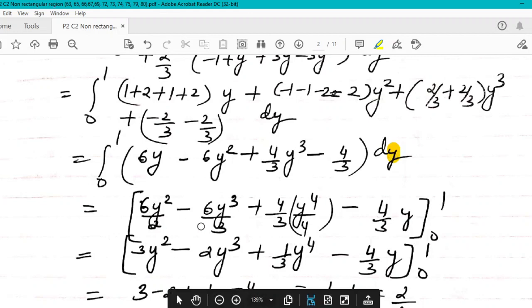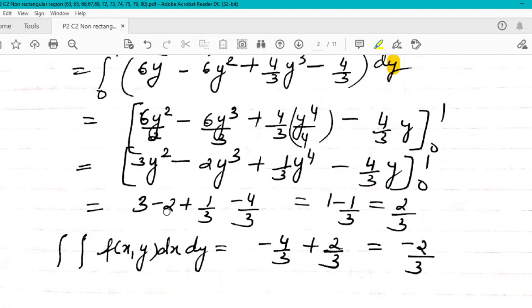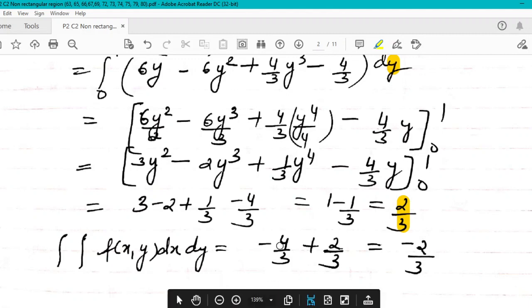Once you integrate with respect to y, again you will be simplifying it: integrate it, simplify it. Then you are having the limit of y from 0 to 1. So you will be putting the upper limit minus lower limit here. So you will be getting 2 by 3. In the first case we got minus 4 by 3. From the second case we got 2 by 3. So finally, adding L1 and L2, we get the value minus 2 by 3.